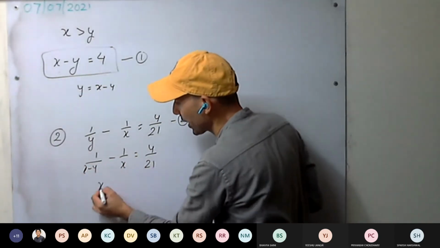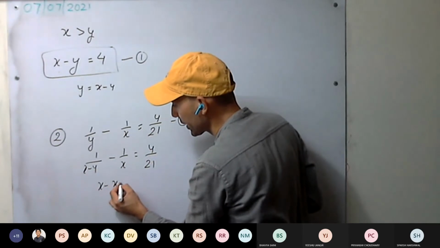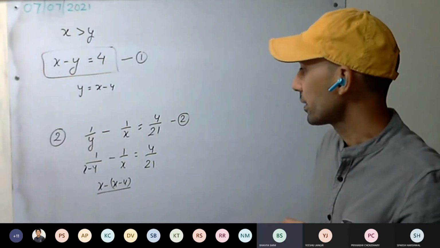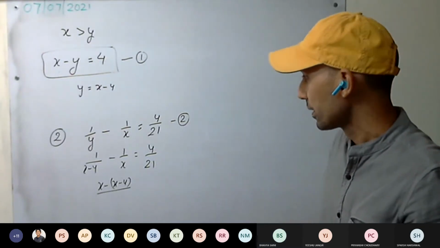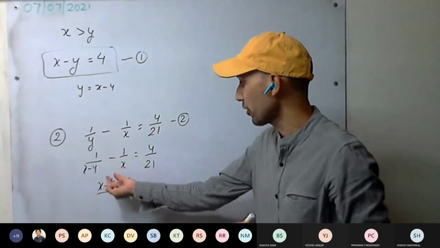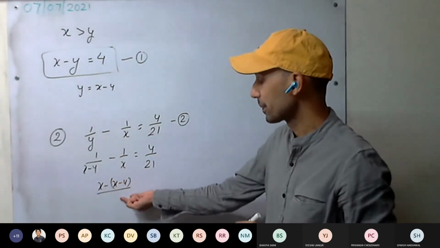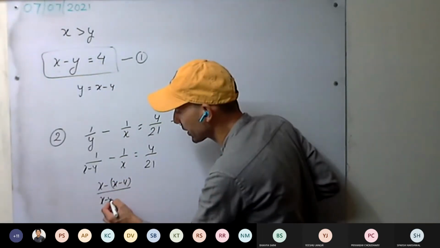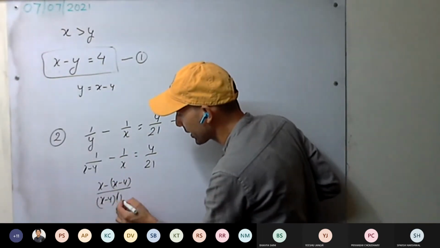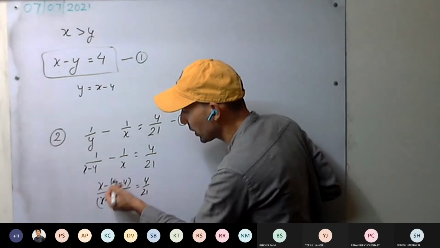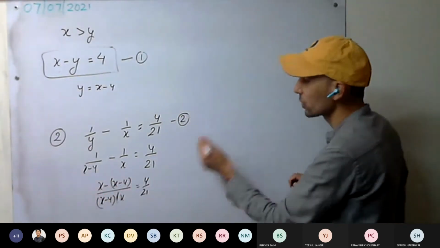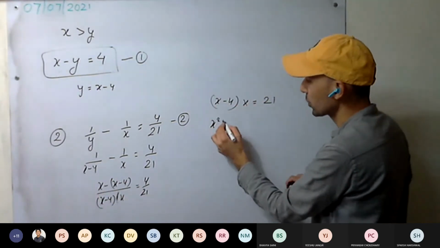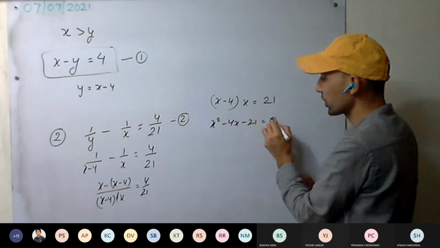Take the LCM: x minus (x minus 4) into x equal to 4 upon 21. Here as well you are getting only 4. The 4 gets cancelled. So (x minus 4) into x equal to 21. It will be x square minus 4x minus 21 equal to 0.